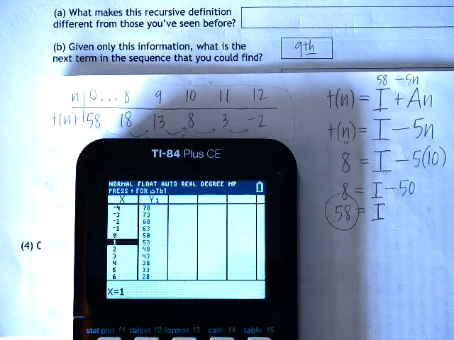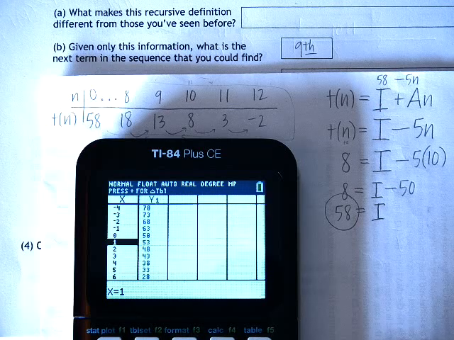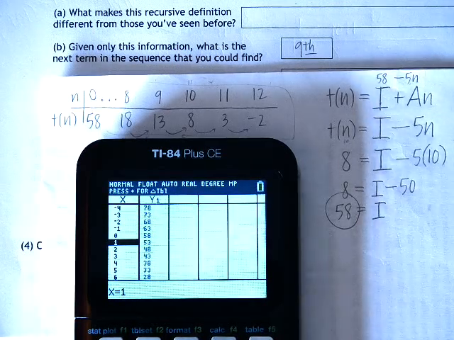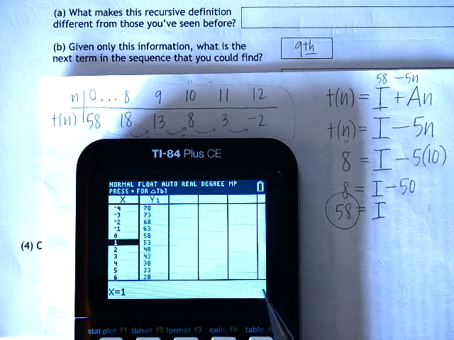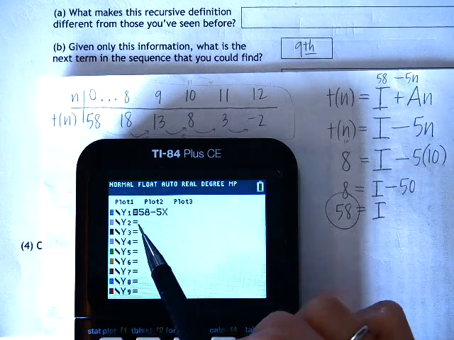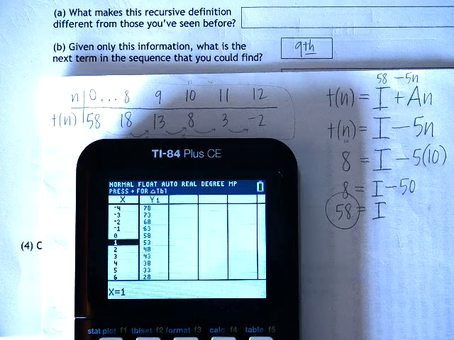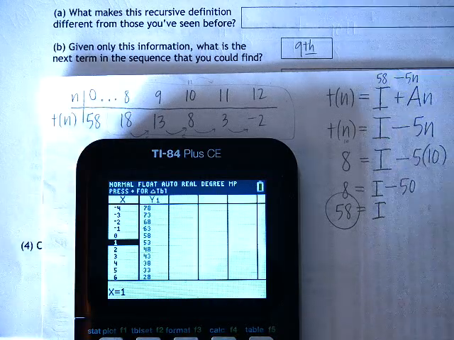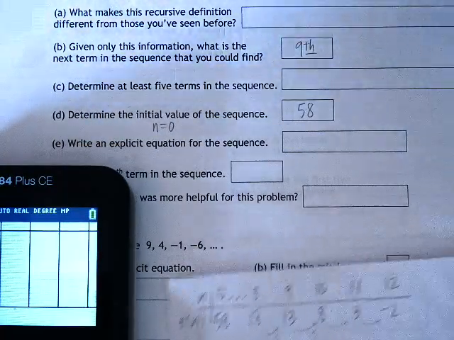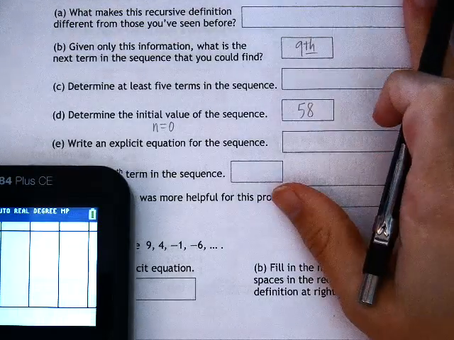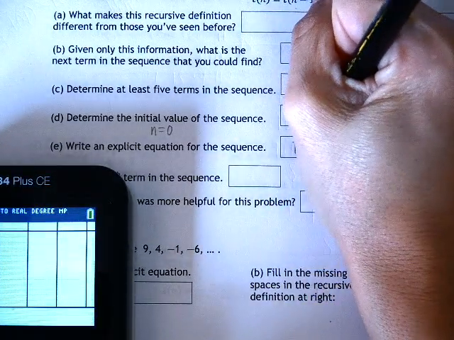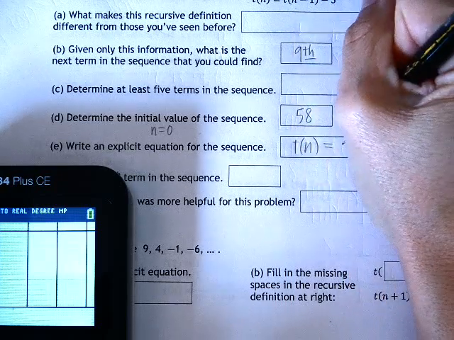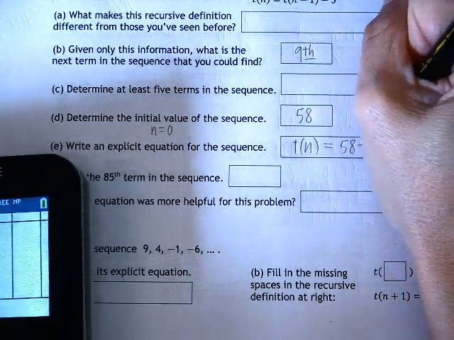And you can see the table on the screen as well. If you have a graphing calculator, this is actually a great tool that helps you check your explicit equations very quickly, because if you type in an explicit equation, the table automatically generates itself. In any case, it seems as though we have answered successfully question letter D and question letter E. We know that the explicit equation is definitely T of n equals 58 minus 5n.